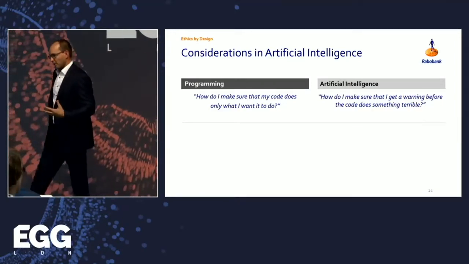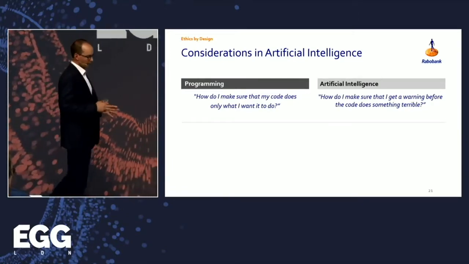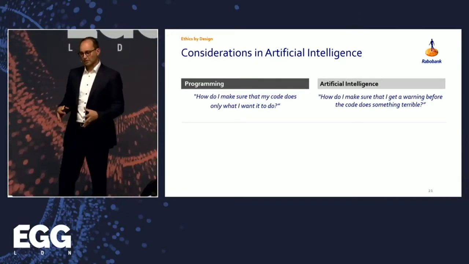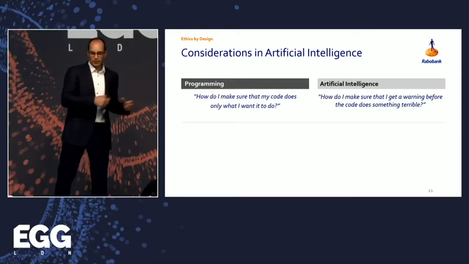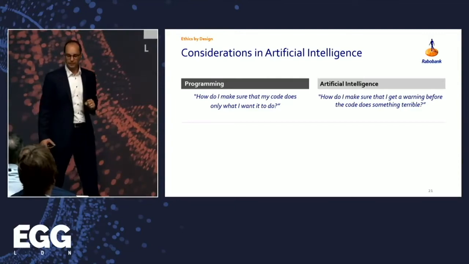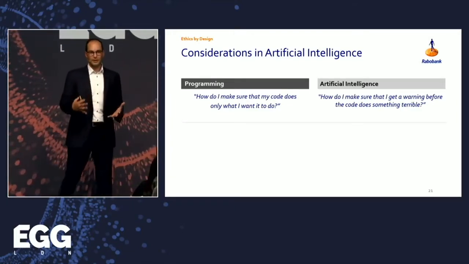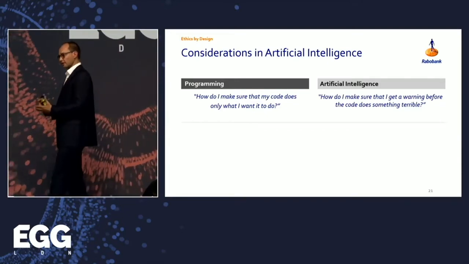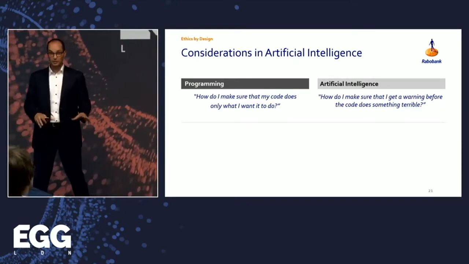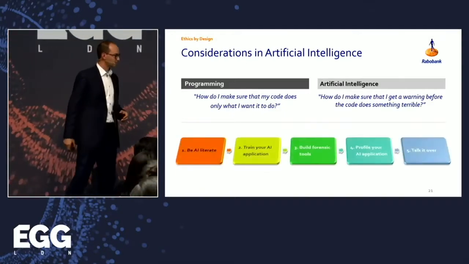And we can have quite a philosophical discussion about the ethics in building new AI applications, but if you look really close to it, where we had to program in the old days, we had to make sure that we were coding right. But in having artificial intelligence, we have to figure out how I can get a warning before the code does something terribly wrong. So there's a different approach needed there.